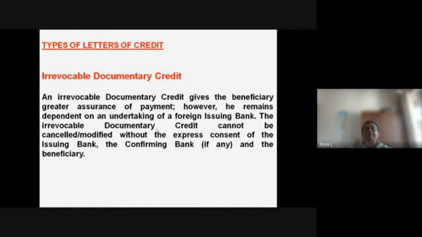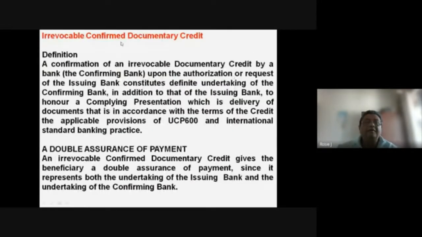That is what we call irrevocable. One short word, irrevocable, no change. Finish. Irrevocable is over, right? Irrevocable confirmed credit, right? This looks complicated, right? So I'll go back and put it to you very simply, in simple words.